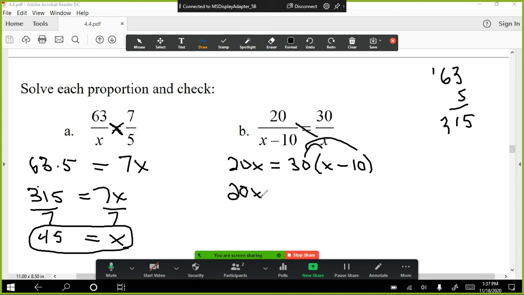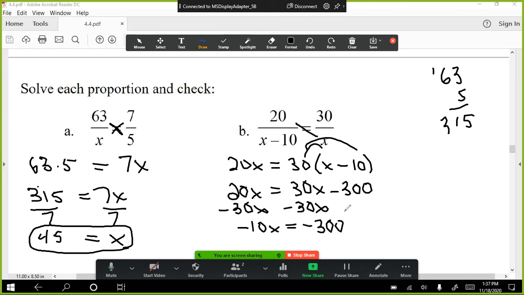So I'm going to distribute that 30, and that will become 30x minus 300. Then get the variable to one side, so I'm going to subtract 30x from both sides. And I get negative 10x equals negative 300. Don't forget to drop that negative. Divide by negative 10, and x equals positive 30.